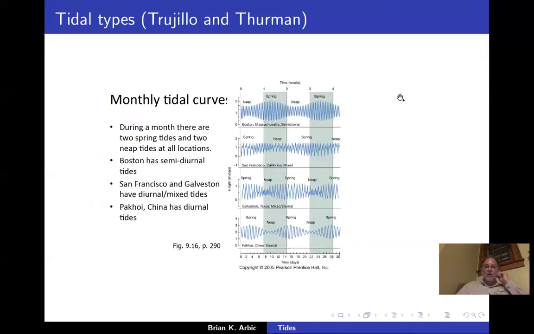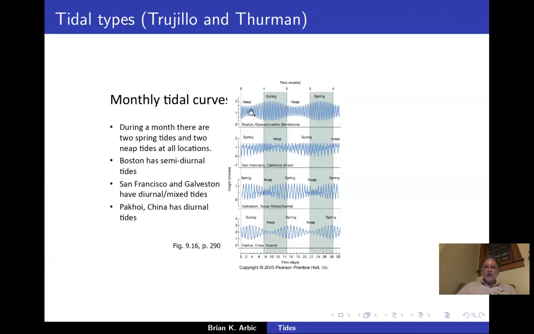And so here we're looking at some monthly tidal curves. Here's a place, Boston, Massachusetts, where the tide is predominantly semidiurnal. So you can see a lot of things going on here. Here's a high tide, here's a low tide. Here's a high tide, here's a low tide. Notice, by the way, that during the neap tide, the difference between the highs and the lows is not as great as it is during a spring tide. That's one of the concepts I talked about earlier.